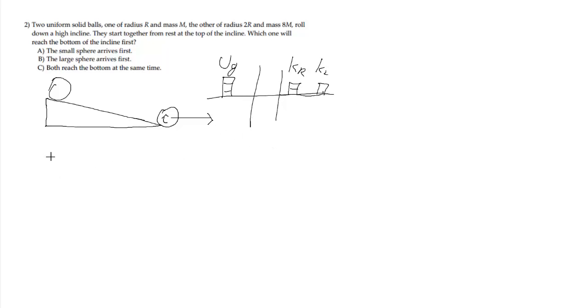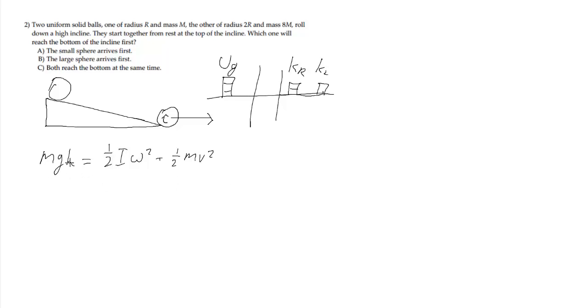Alright, so up here we've got our UG, which is mgh, and then this is just equal to 1/2 I omega squared plus 1/2 mv squared. Now, if you're clever, you'll realize that the very end is only going to be in terms of g and h, regardless of the fact that there's all these m's and r's in the middle here. But just to make sure, let's do some of the math.